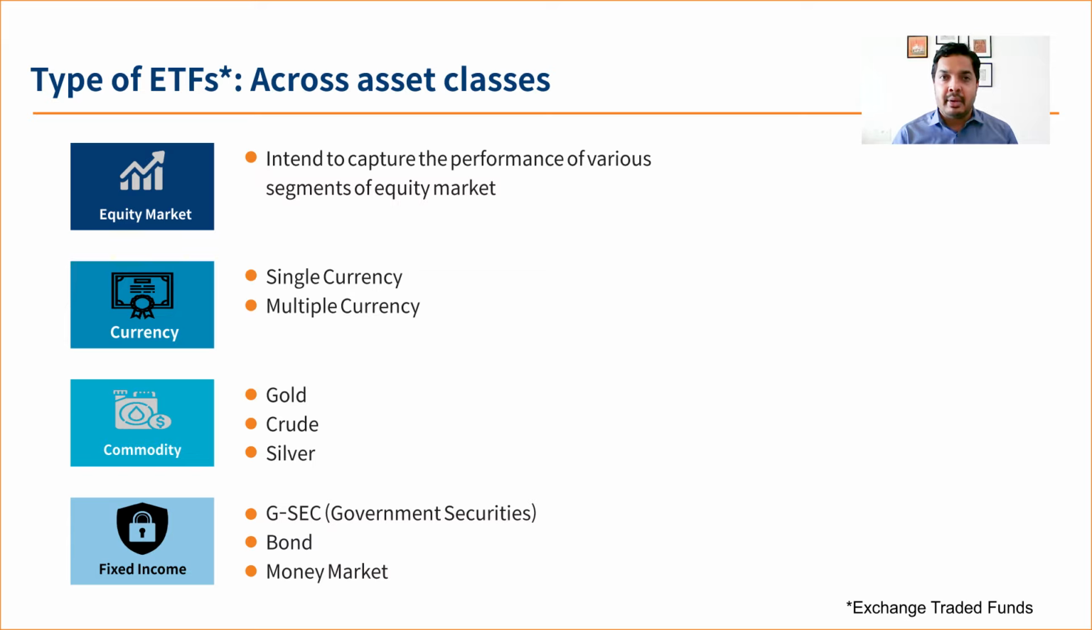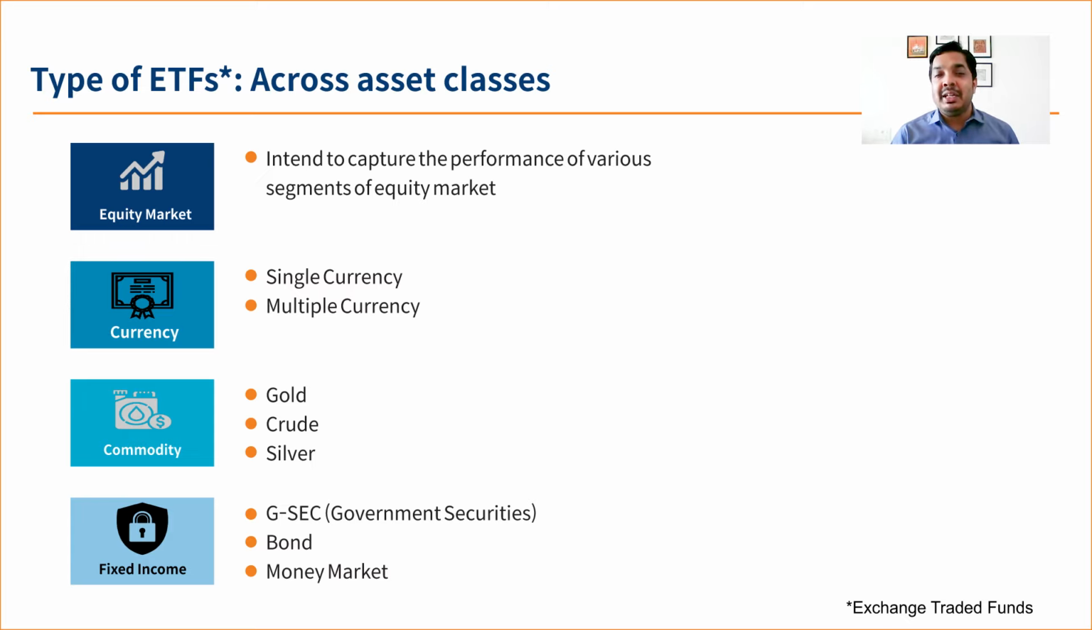ETFs can also be based on a single currency or it can be based on a basket of currencies. For example, you can have an ETF which tracks the performance of Indian rupee versus US dollars. Or you can have an ETF which tracks the performance of US dollars against a basket of currencies like Euro, Chinese renminbi, INR, yen, etc.